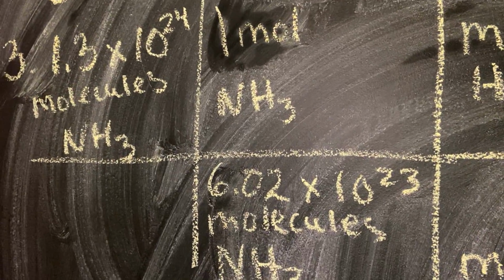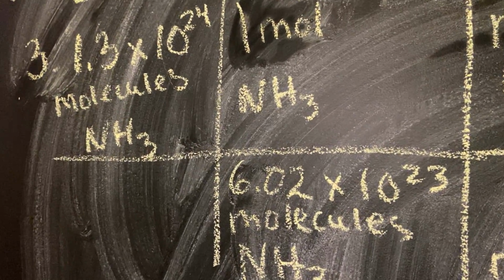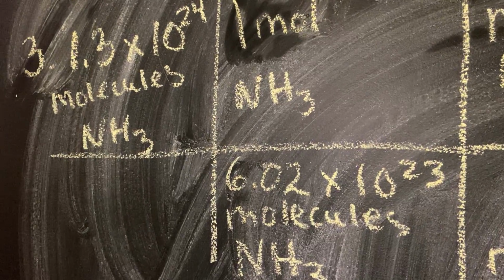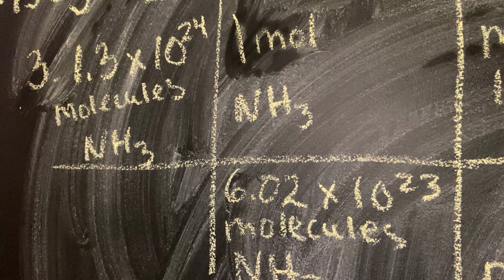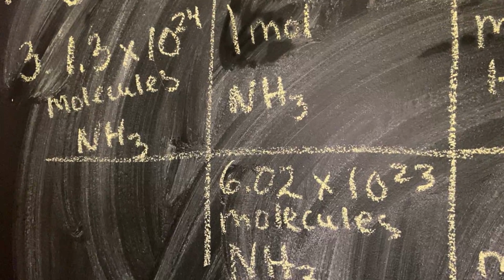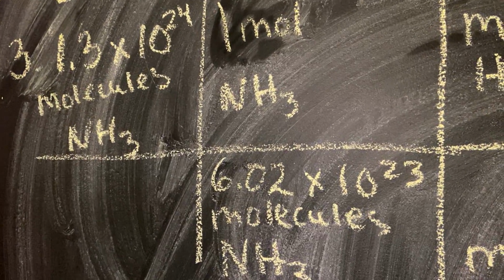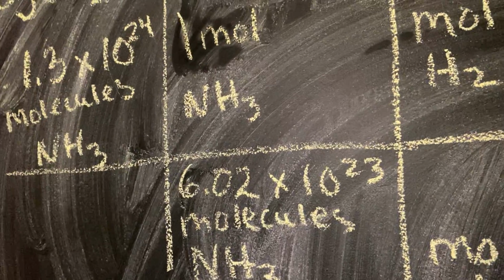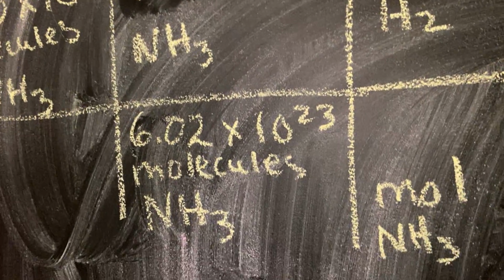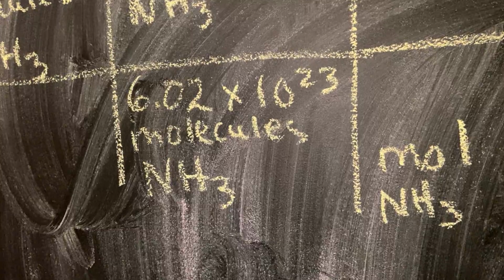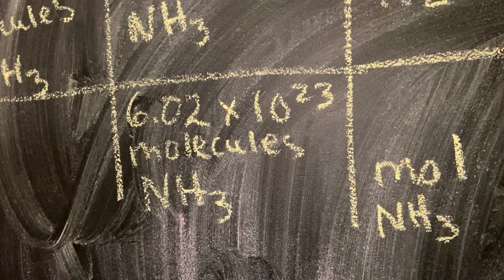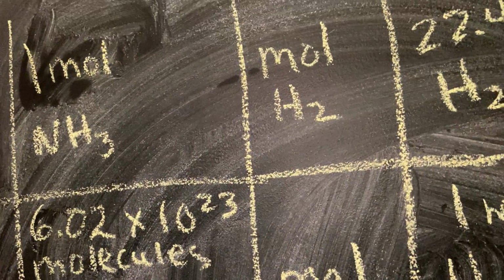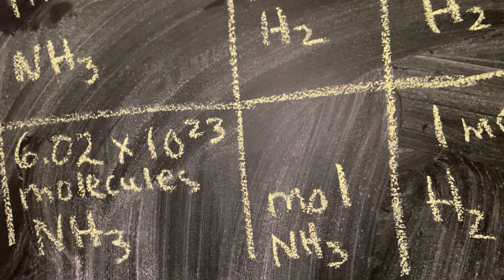If you follow your stoichiometry map, you start with what you know, which is 1.3 times 10 to the 24 molecules of NH3, because that's what is given in the problem. Follow your map: 1 mole of NH3 over Avogadro's number of NH3, 6.02 times 10 to the 23. And then here we have our coefficients, and I've left those blank.